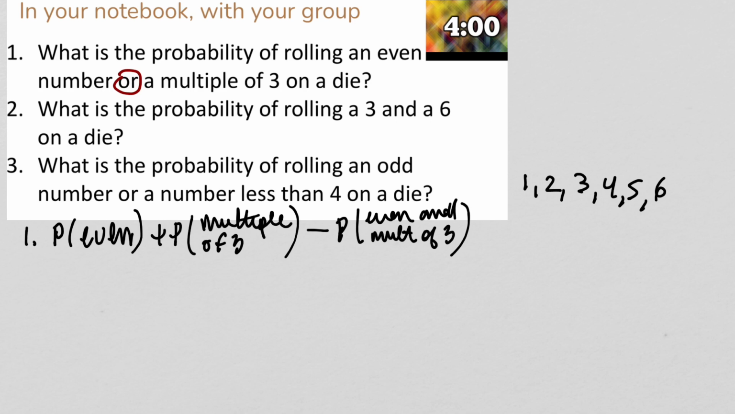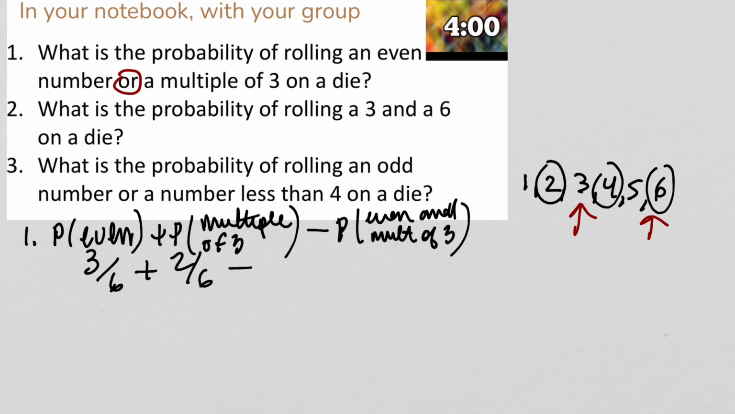So to get an even number on a die, that's 2, 4, and 6, so that's 3 6ths or a half. Multiple of 3, that's 3 and 6. So that's 2 possibilities out of the 6. Minus, well, where is the commonality? It's right here. 6 is a multiple of 3 and also even. So that's minusing 1 out of 6, so we don't repeat that value. So I add and subtract. 3 plus 2 minus 1 is 4 6ths or 2/3.